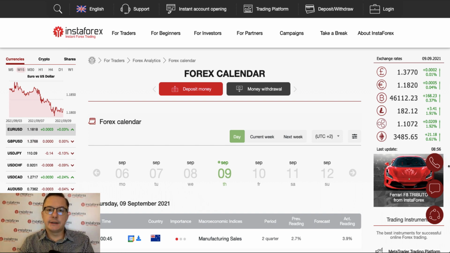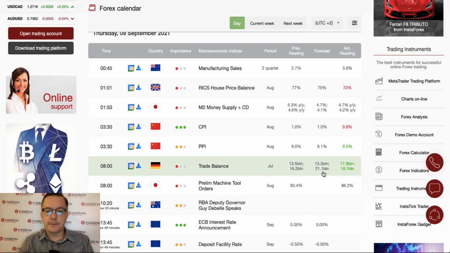Today is Thursday, 9th of September 2021. Let's take a look at the Forex calendar. It looks like it's going to be kind of a busy day today. So what do we have here in the menu?